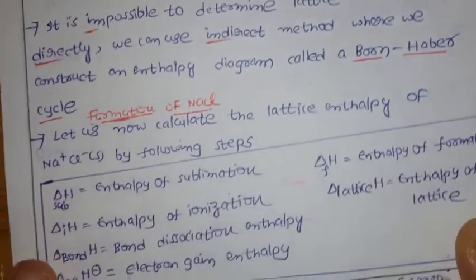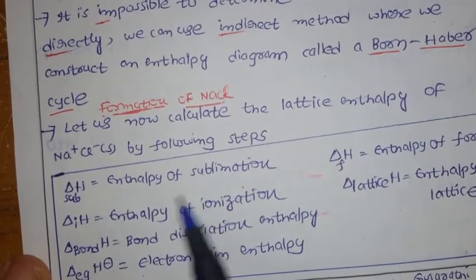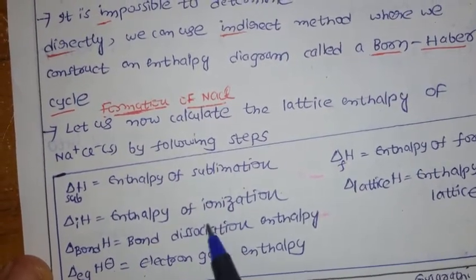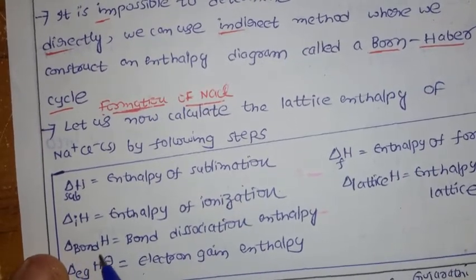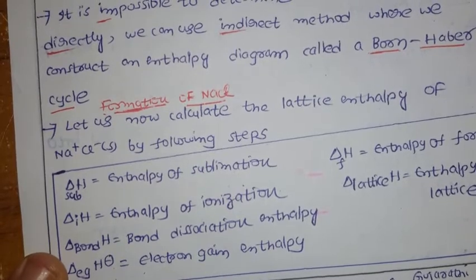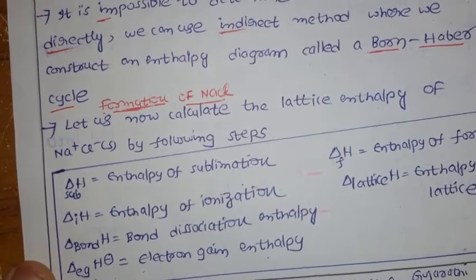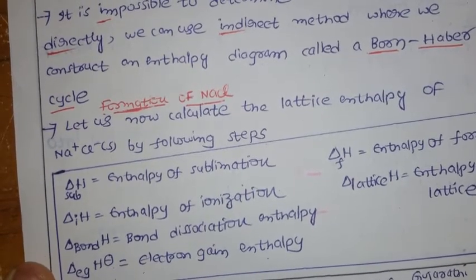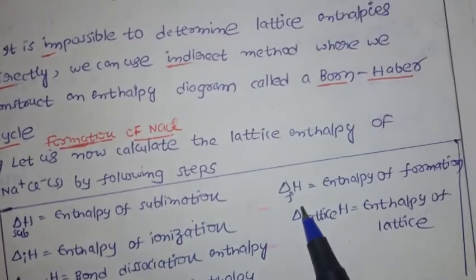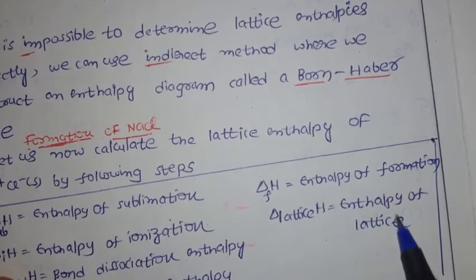In that we have some abbreviations. Delta H sub means enthalpy of sublimation. Delta H i means enthalpy of ionization. Delta H bond means bond dissociation enthalpy. Delta H eg means electron gain enthalpy. We already came across these symbols in the classification of elements. Next, delta H f means enthalpy of formation. Delta H lattice means lattice enthalpy.